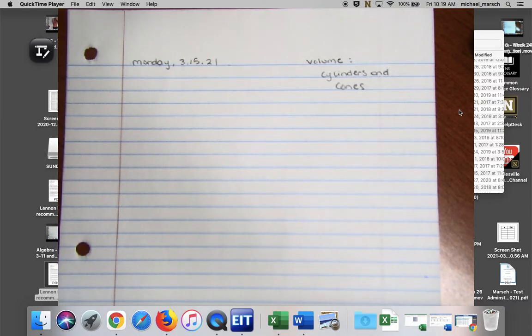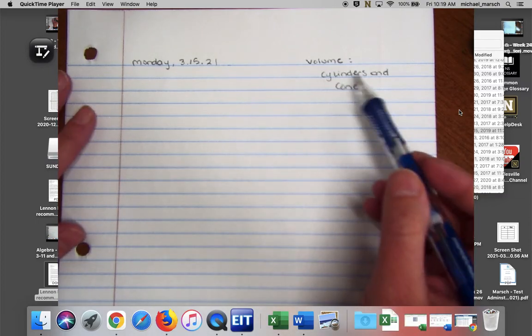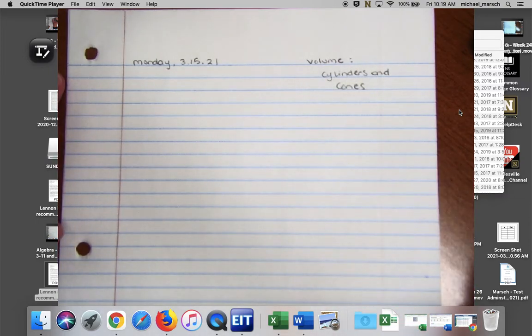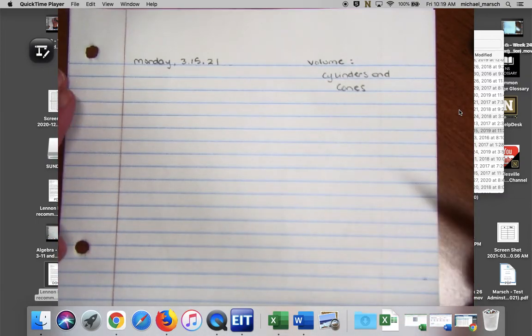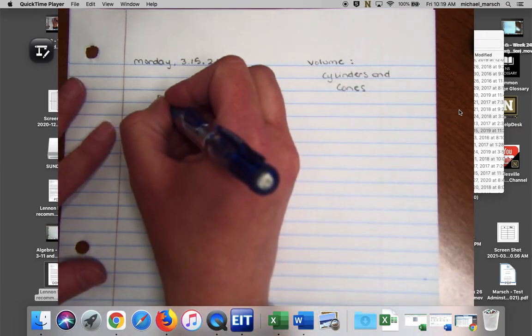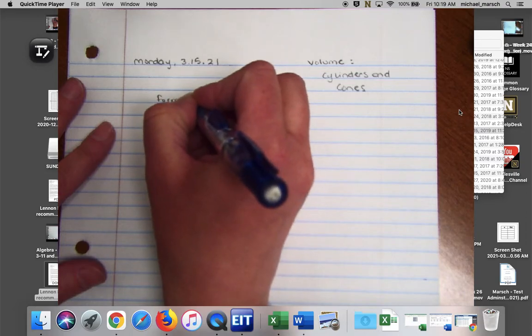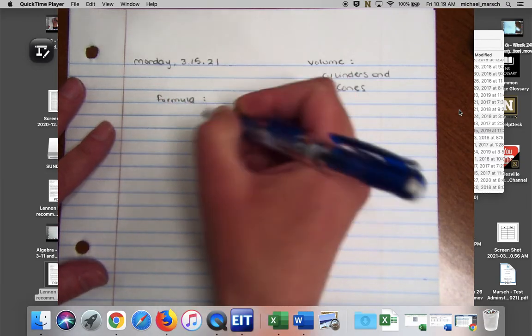You're going to copy these notes and then work on a practice page with the substitute today. So we are moving on to volume, as you guys watched the video on Friday, so this should be vaguely familiar to you. So we're going to start with the formula for volume of a cylinder.